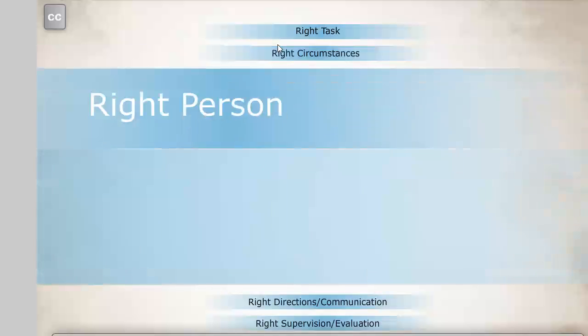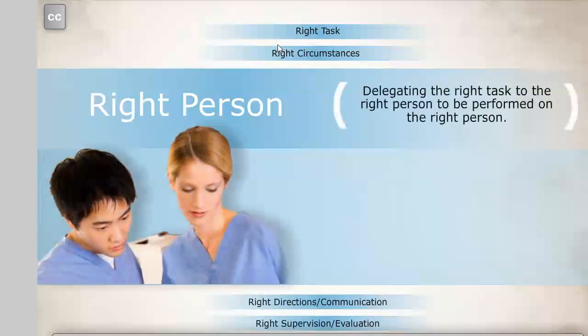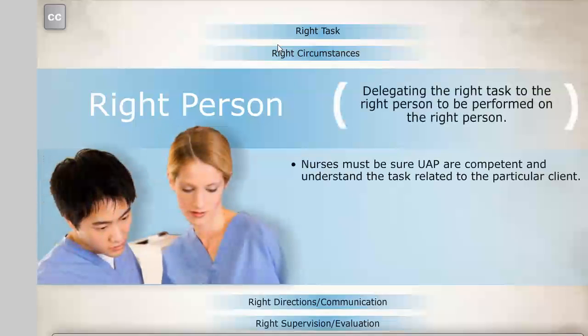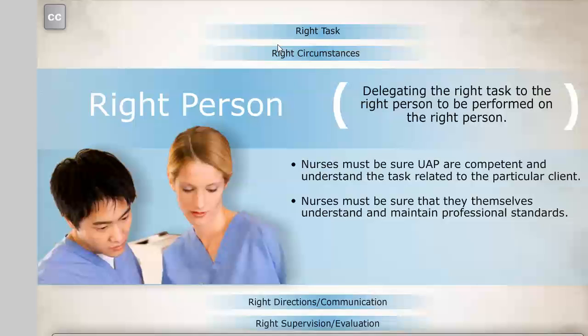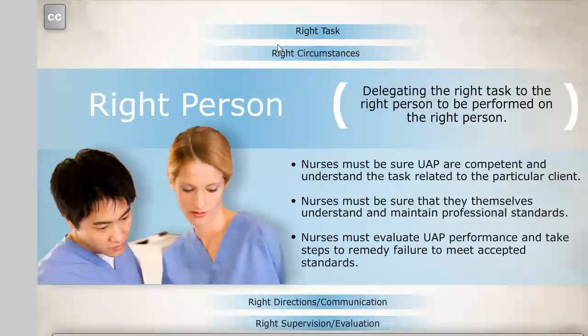The right person aspect of delegating means that nurses must be sure UAP are competent and understand the task related to the particular client. Nurses must be sure that they themselves understand and maintain professional standards. Nurses must evaluate UAP performance and take steps to remedy failure to meet accepted standards. Even if a task can legally be delegated, the nurse must still determine if the task can be delegated to a specific UAP caring for a specific client.